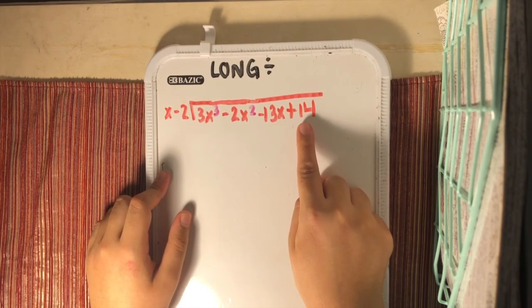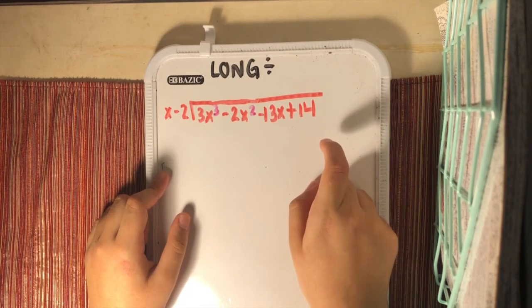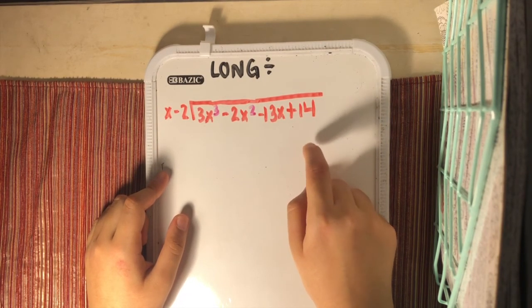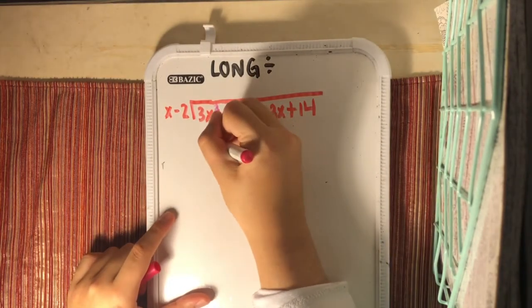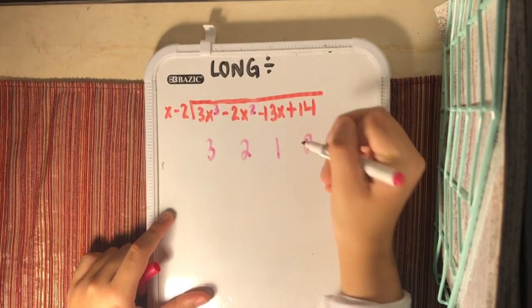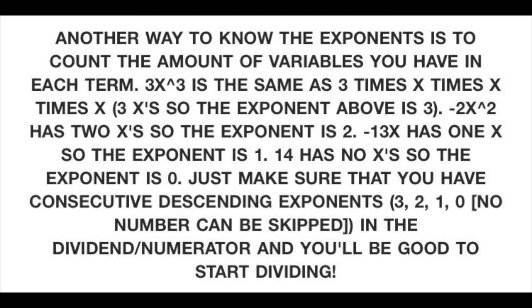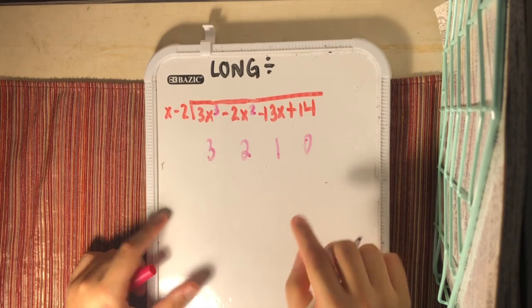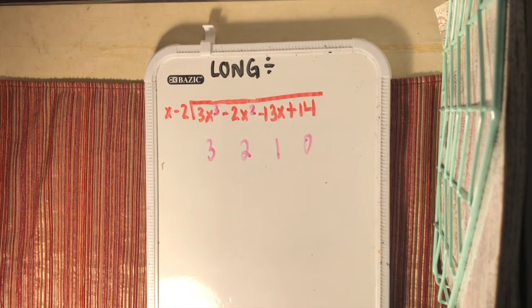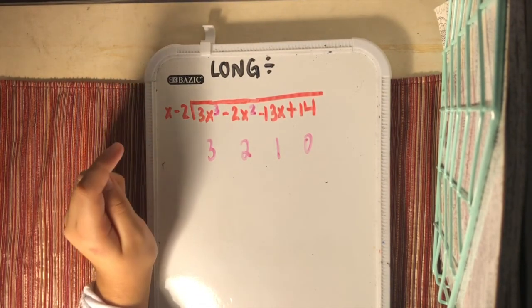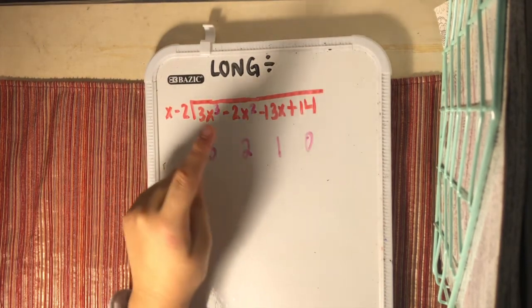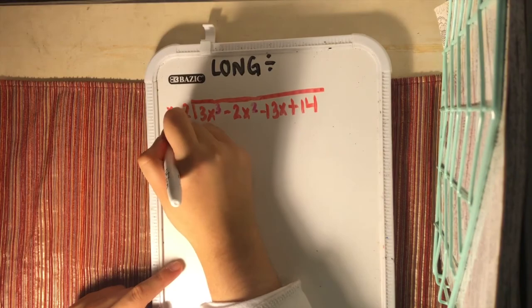Or this can also be written as 14x to the 0. Anything to the 0 power is 1. 14 times 1 is 14, right? In other words, our exponents are descending: 3, 2, 1, and 0. And that means that we can start to solve this. Because if we did not have this dividend accounted for, then we would be missing a term that would be needed in the quotient.